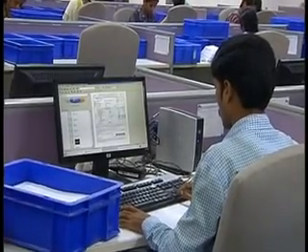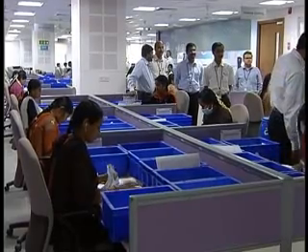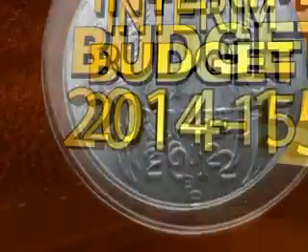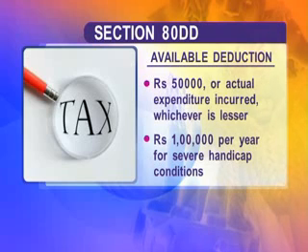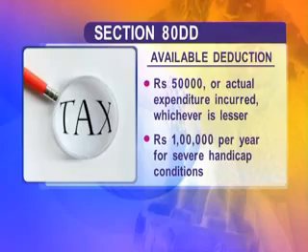80DD. For expenditure incurred for the treatment of a handicapped dependent, one could claim a deduction under Section 80DD. If the person is suffering from 40% of any disability, a fixed sum of 50,000 rupees can be claimed in a year. Similarly, if the disability is 80%, the fixed sum hikes to 1 lakh rupees per year.